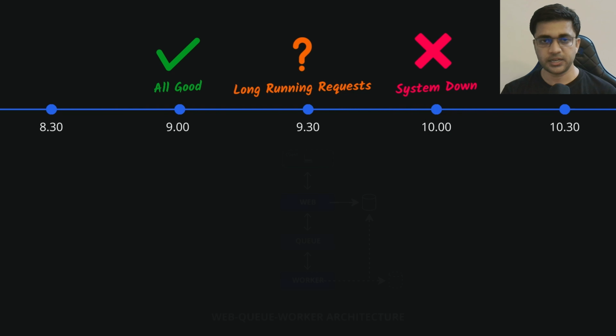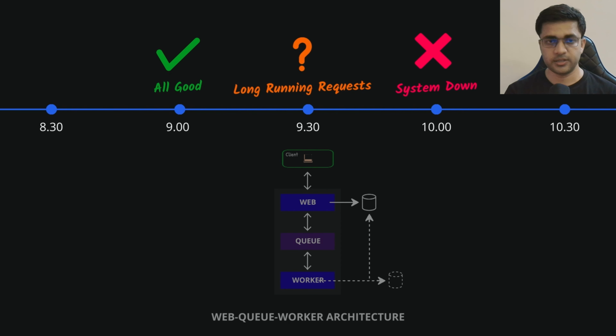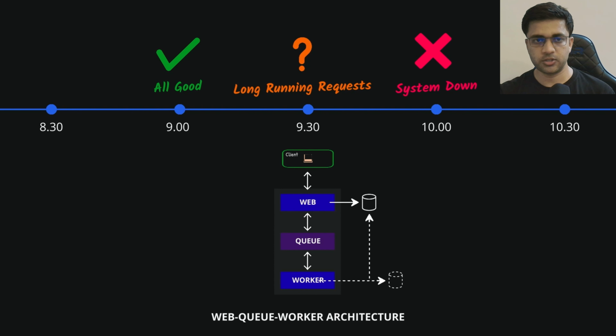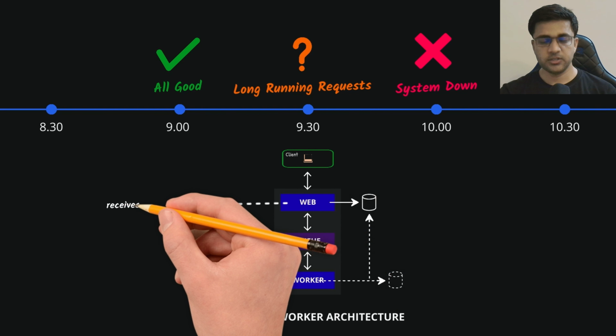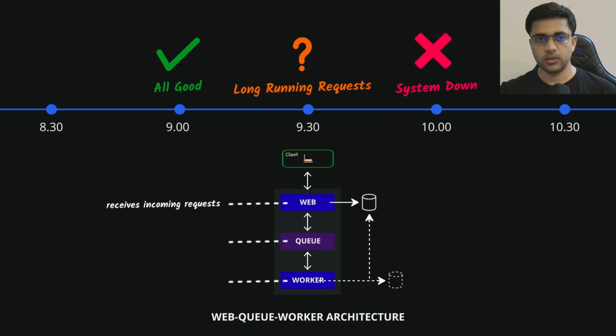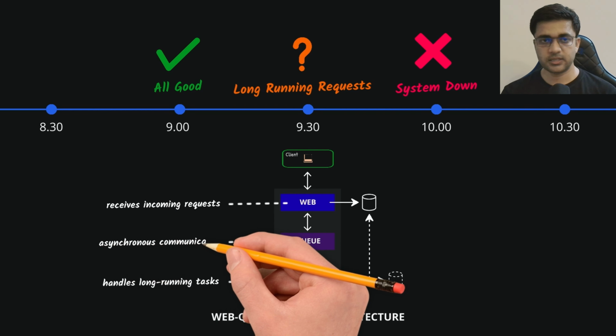There is a simple architecture that could have helped prevent this: web queue worker architecture. It's a simple yet powerful architecture that breaks your system into three components: web, queue, and worker. The web service receives incoming requests. The worker handles long running or resource intensive tasks in the background, and the queue provides asynchronous communication between these two components.